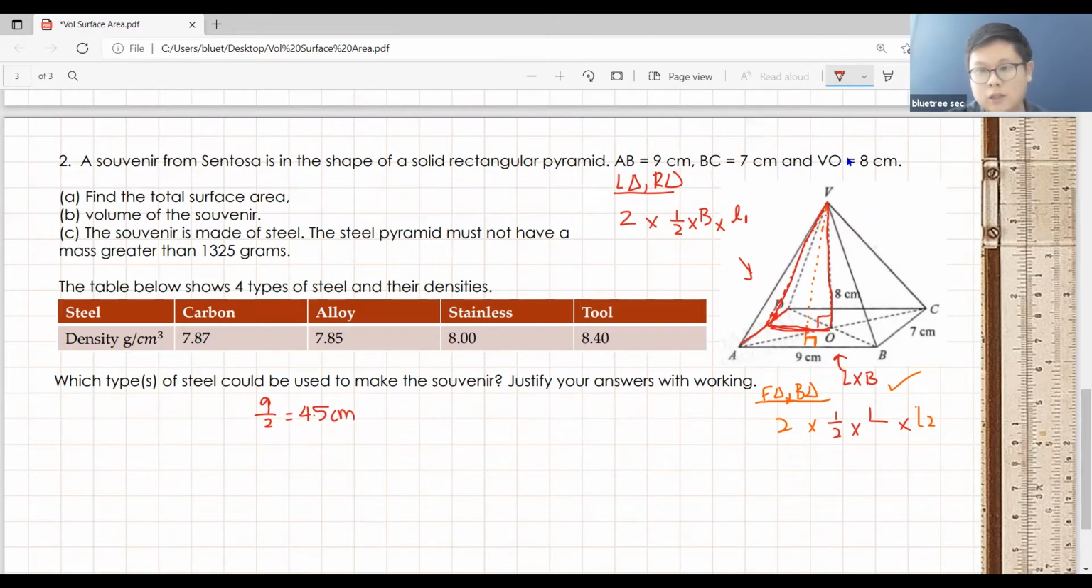So labeling wise, if you want to label, you can create one more point here, maybe call it M or something and call it OM, right? But if you do not want to, it's fine. You can leave it just like that. And then we're going to find the slant height.